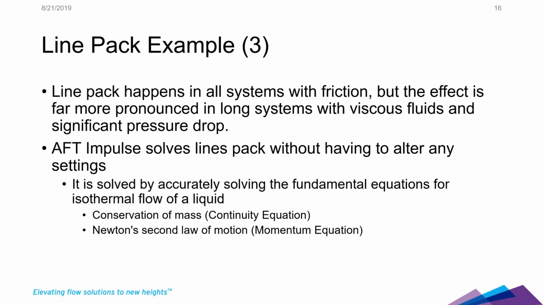Quick note about line pack: it happens in all systems with friction, but the effect is far more pronounced in long systems with viscous fluids and significant pressure drop. The nice thing is AFT Impulse solves line pack without having to alter any settings. If you put in your absolute roughnesses right, your viscosity right, your fluid, all of this is solved by accurately solving the fundamental equations for isothermal flow of a liquid. There's the conservation of mass, often referred to as the continuity equation, and Newton's second law of motion, the momentum equation. Those are the two equations that are solved by the method of characteristics. That's what Impulse does. By solving those correctly, you solve line pack correctly.